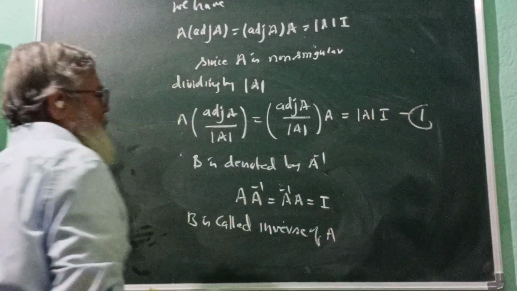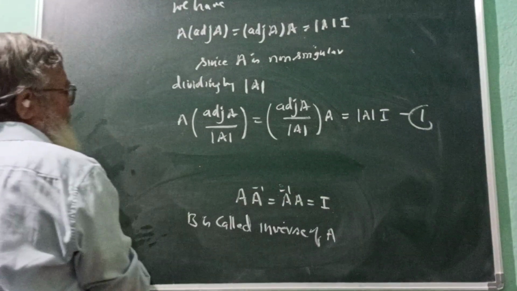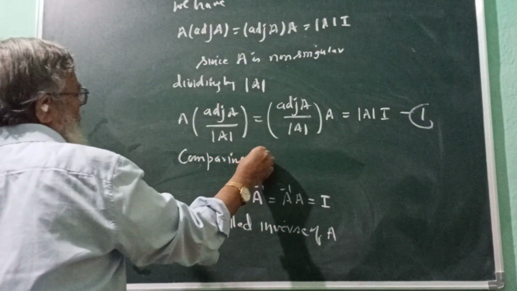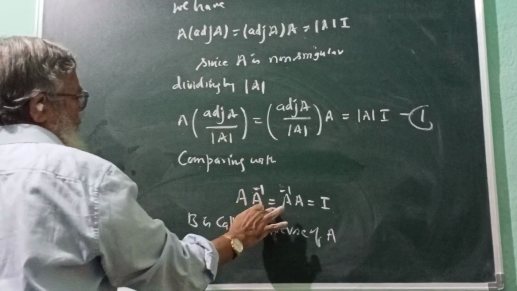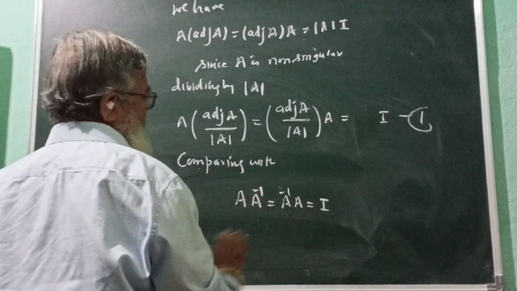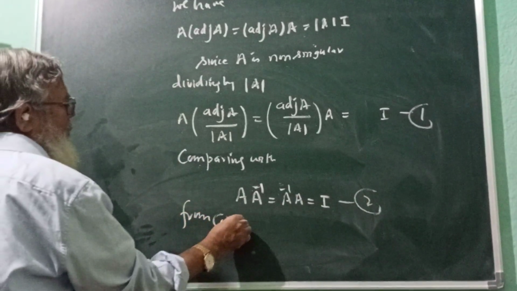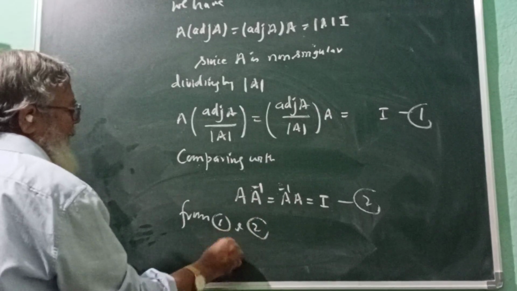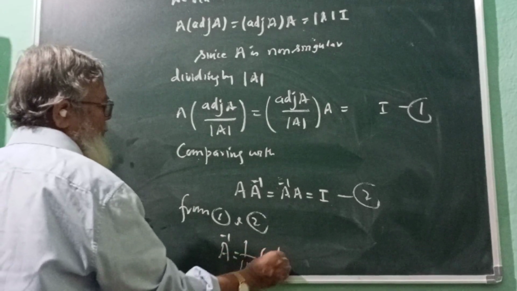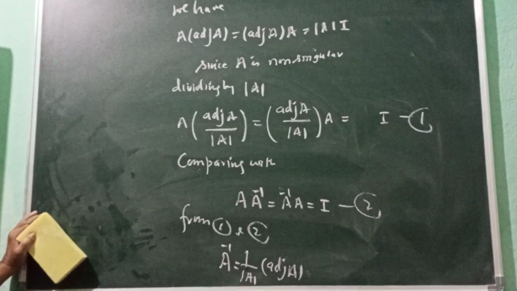Now we compare this equation with A into A inverse or A inverse into A is equal to I, equation 2. From 1 and 2 we can conclude that A inverse is equal to 1 by the determinant of A into adjoint of A, which forms a formula to find the inverse of a given matrix.